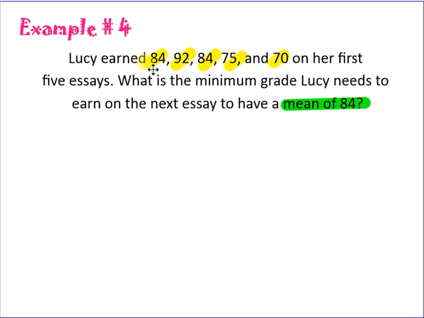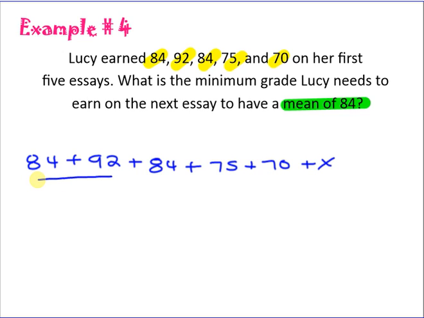So we are first going to add up all of our given numbers. So first we need to take 84 plus 92 plus 84 plus 75 plus 70 plus x. Next, we are going to divide by the total number of terms. 1, 2, 3, 4, 5, 6. And then we're going to set it equal to the mean, which is 84.